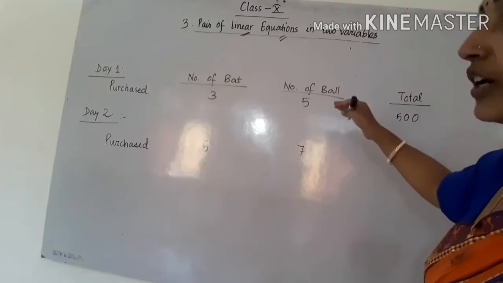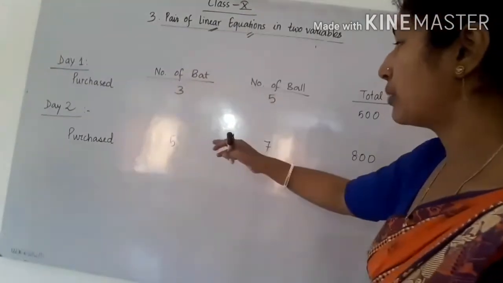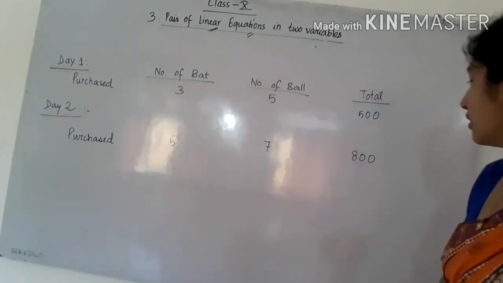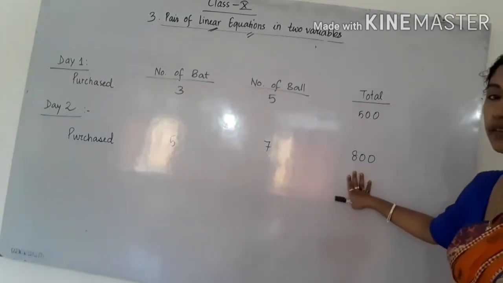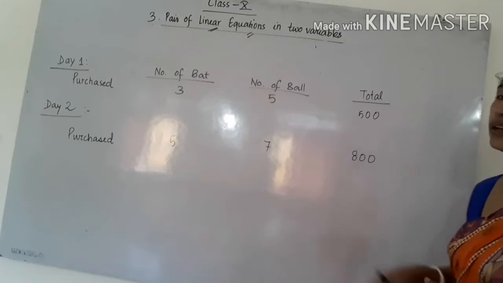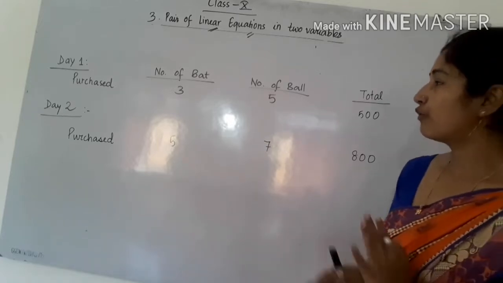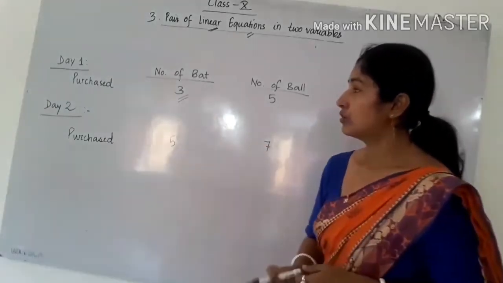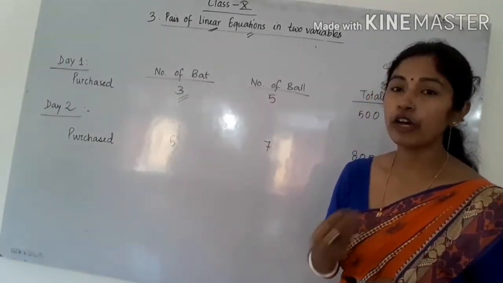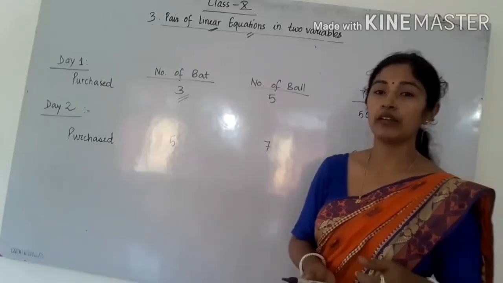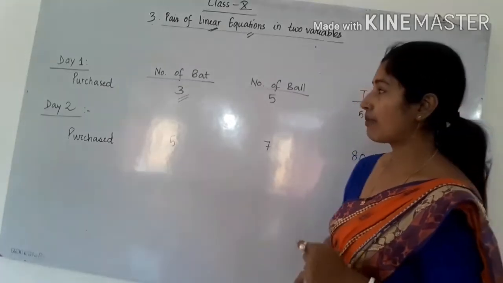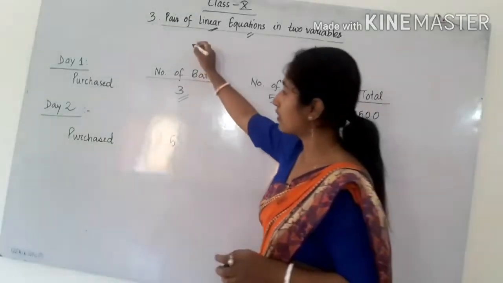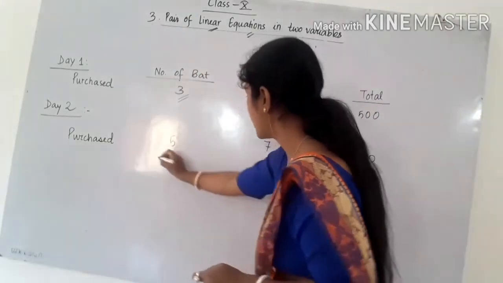So this is for day 1, and on day 2 suppose you have purchased 5 bats and 7 balls, and the total cost was 800. So how to write it in an algebraic equation? For day 1, if the number of bats was 3, then you first have to take the cost of one bat. Suppose the cost of one bat is x. Then the cost of 3 bats will be 3x.